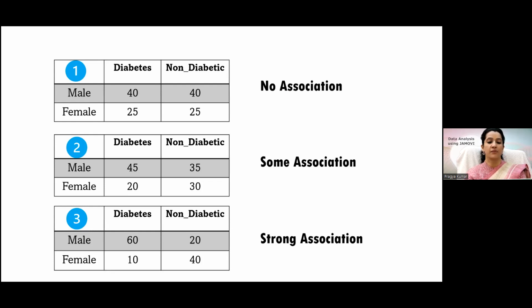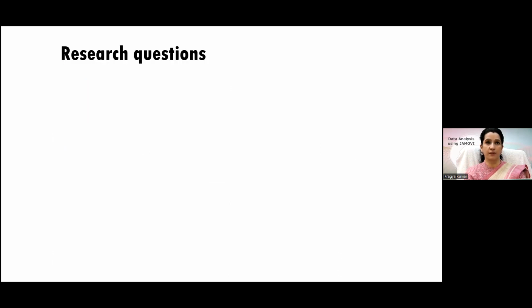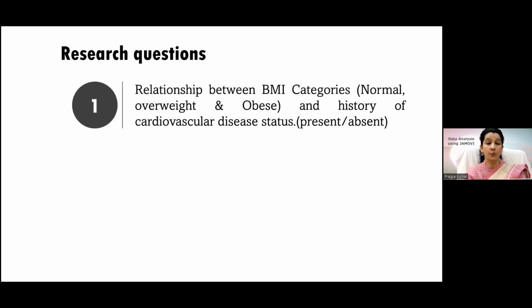So even without applying any statistical test, just by seeing the numbers in the cells which seem to be unbalanced or unequal, you can infer to some extent whether it is a strong association or a true association, or there's no association. So what are the various research questions for which we need this chi-square test of association?